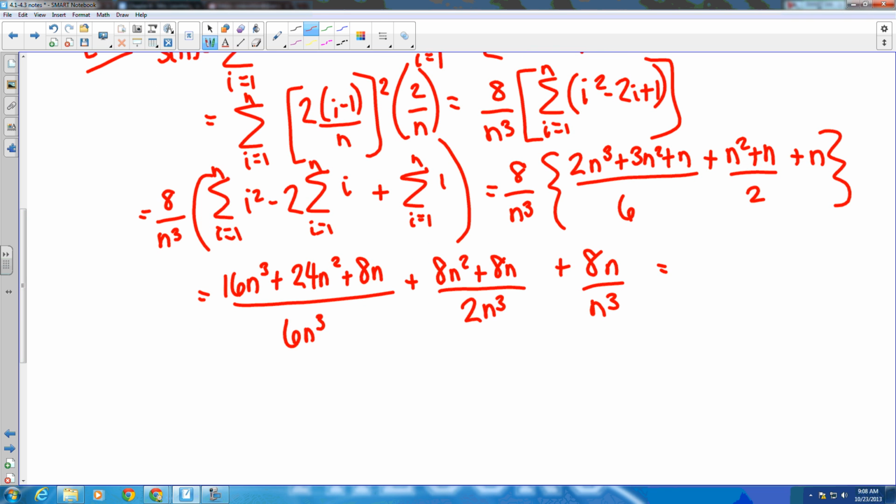Everything's going to simplify to 8 thirds minus 4 over n plus 4 over 3n squared. This is our lower sum.